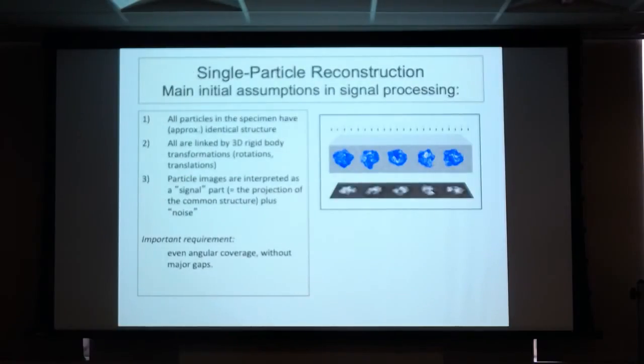Okay, so to put it again in a nutshell, single particle reconstruction, the main initial assumptions in signal processing are that all particles in the specimen have approximately identical structure. All are linked by 3D rigid body transformation, rotations, translations in 3D. And particle images are interpreted as a signal part, which is the projection of the common structure, plus noise.